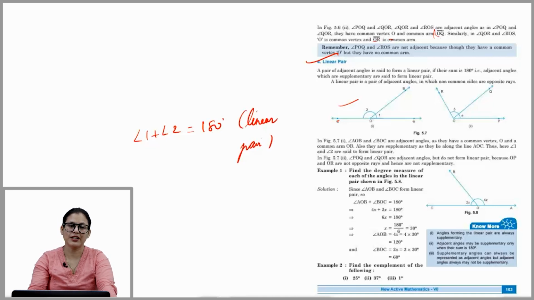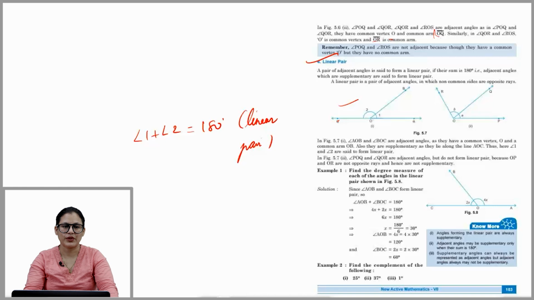And in figure 5.7 second part, angle POQ and angle QOR are adjacent angles but do not form a linear pair because OP and OR are not opposite rays and hence are not supplementary.